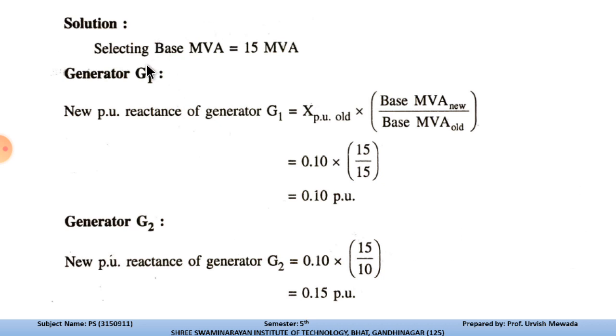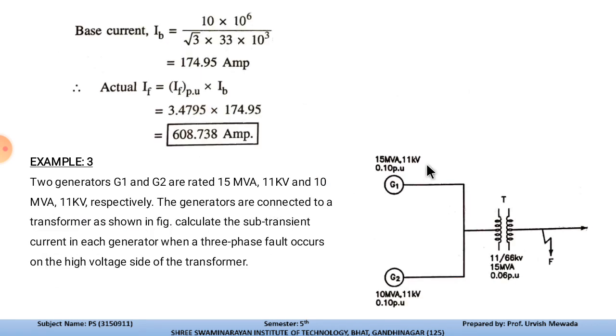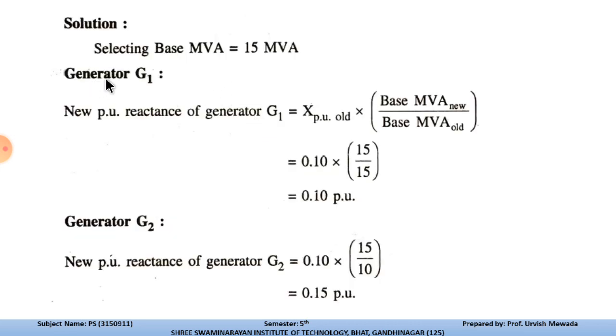So the solution: the base MVA that we have taken is 15, the highest MVA we can take for the solution. For the generator, this is the equation that we have already discussed in the previous example. The new PU reactance of the generator G1 is equal to XPU old into base MVA new divided by base MVA old. We have XPU old as 0.10, base MVA new as 15, and base MVA old as 15 for G1. So the per unit reactance of generator G1 is 0.10 pu.